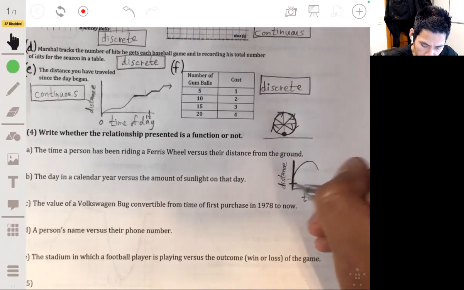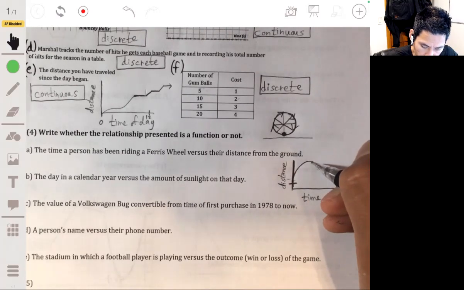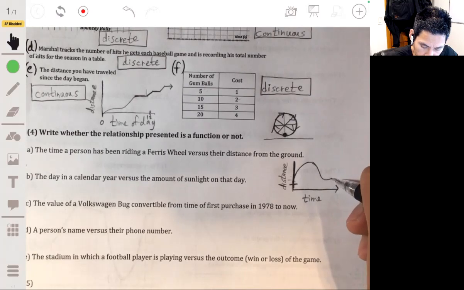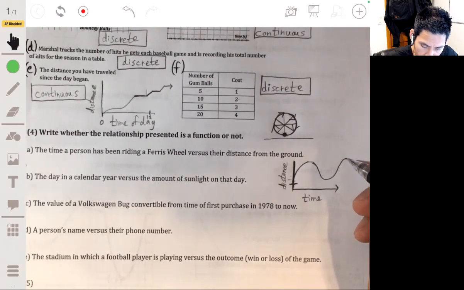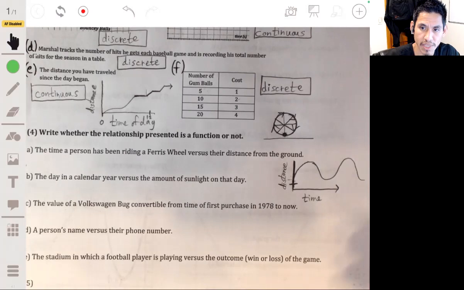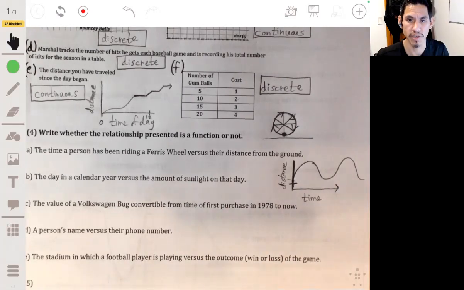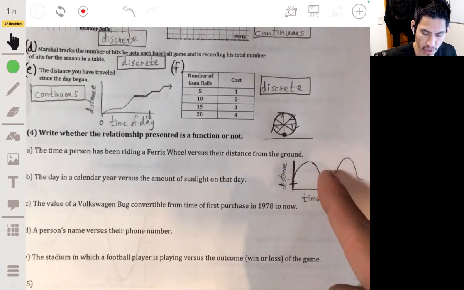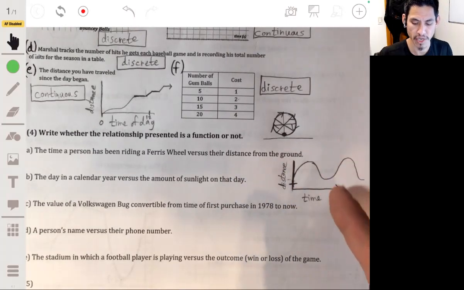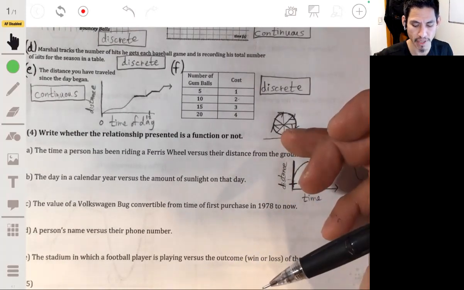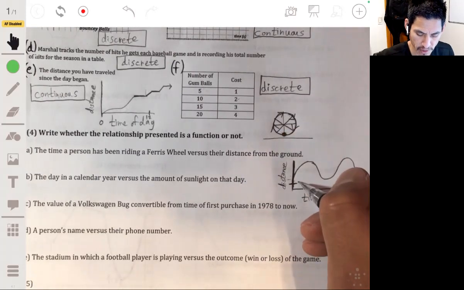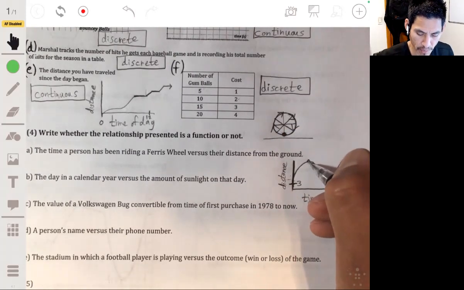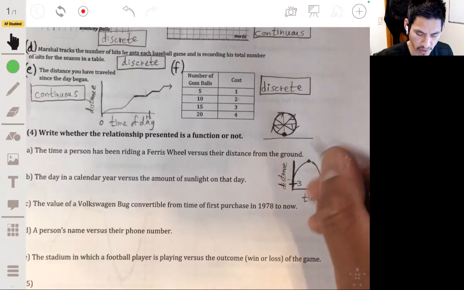So let's say you start over here. You're going to keep on going until you get to the very bottom again, and you're going to go back around. It's going to be like a wave, so to speak. So your distance will change from the very bottom, maybe 3 feet, to the top, let's just say 50 feet.